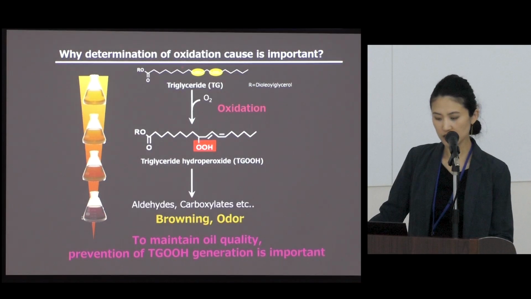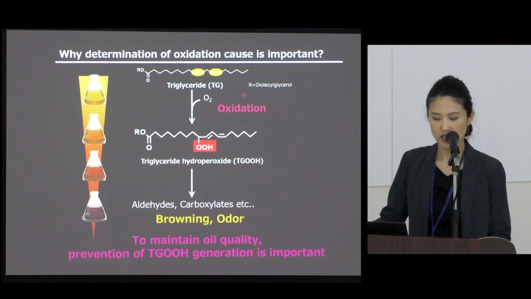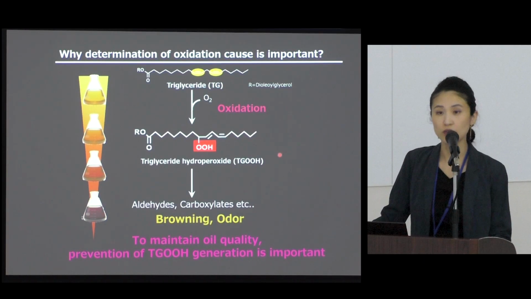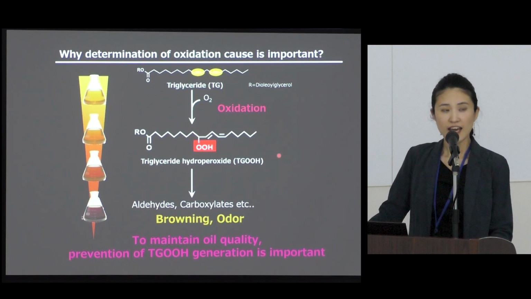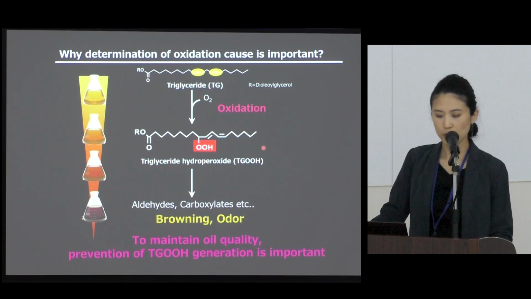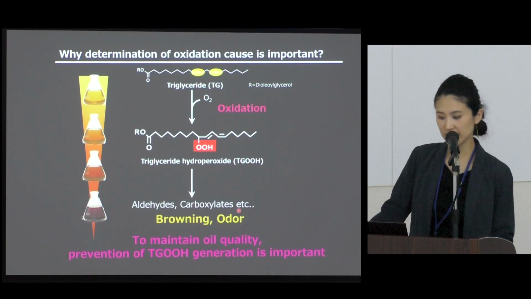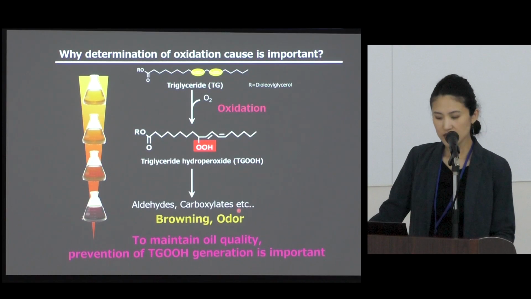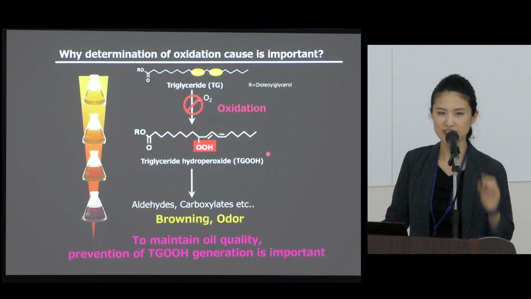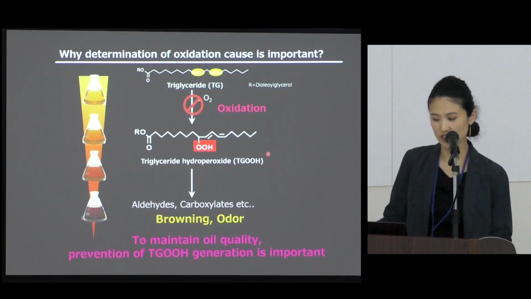Once TG is oxidized, TG hydroperoxide, TGOH, is generated as a primary oxidation product. And then the TGOH is easily decomposed to various carbonyl compounds such as aldehydes, which cause oil browning and bad smell. So because TGOH is very active, the prevention of the first step, I mean TGOH generation, is key to maintaining oil quality.